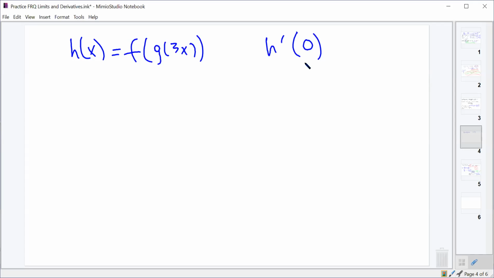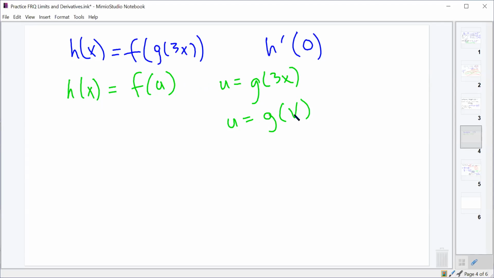f of g of 3x is a composite of two different functions, isn't it? We can say that h of x is equal to f of u with u equal to g of 3x. Do you guys agree with that? Yes. Okay. And what is u? u is also a composite, right? u is equal to g of another function. We'll call it v, with v equal to 3x. Everybody good with that?